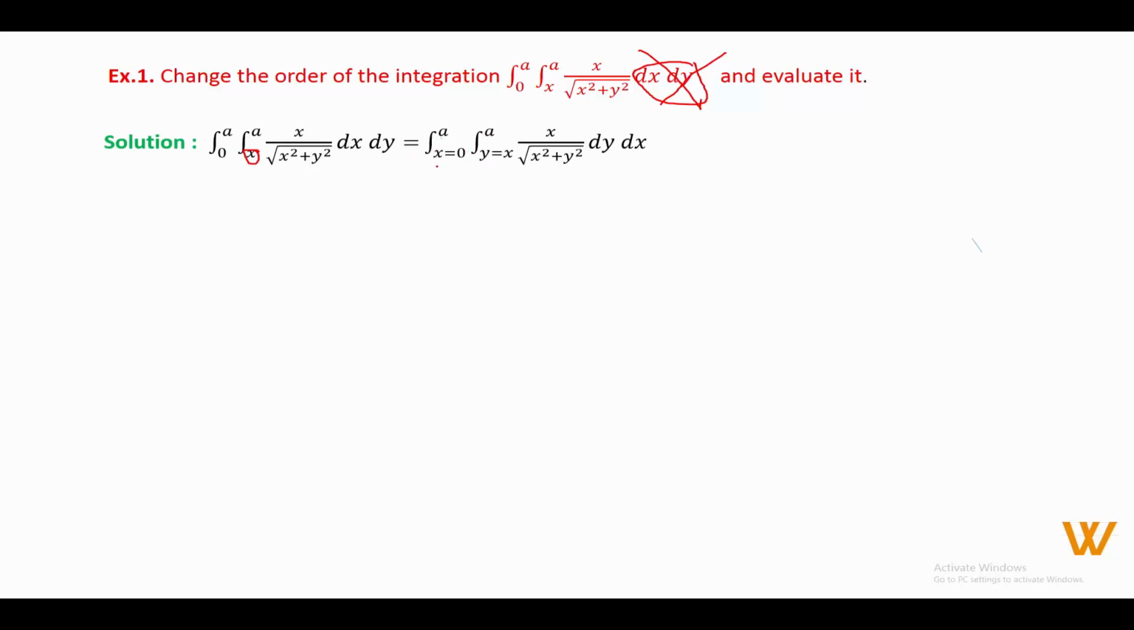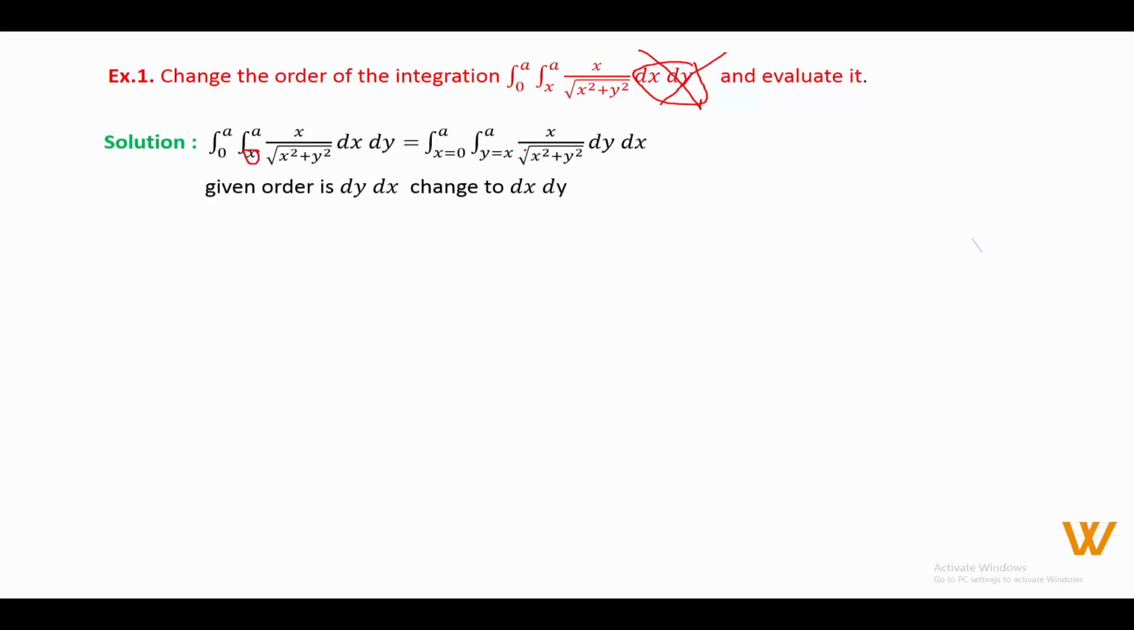So it is equal to the integration x varies from 0 to a, integration y varies from x to a, x upon square root of x square plus y square. Now first integration is with respect to y and then with respect to x, so the correct order is dy dx. Given order is dy dx. Change this order to dx dy. For the new order, find new limits.